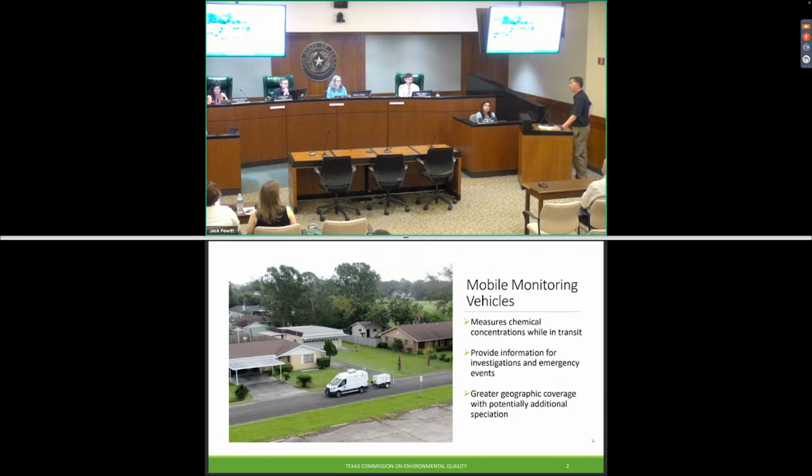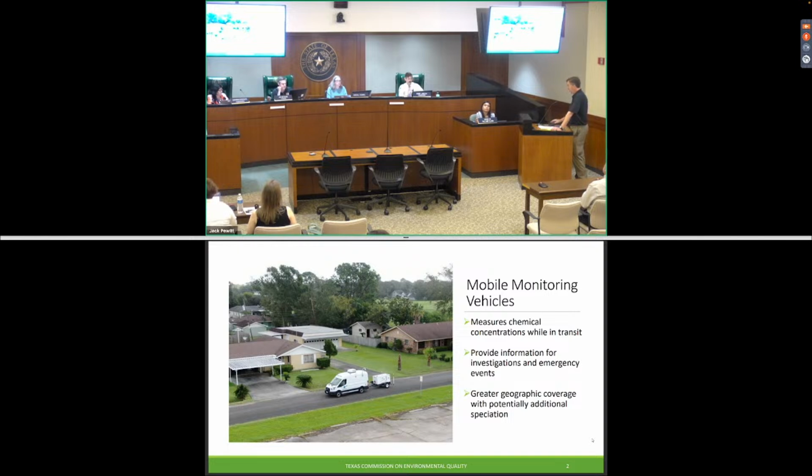And these provide instantaneous measurements of data of air quality in those areas, and can inform the need for investigators to conduct further investigation at facilities in those nearby areas, or to inform incident commanders if we're responding during emergency events.